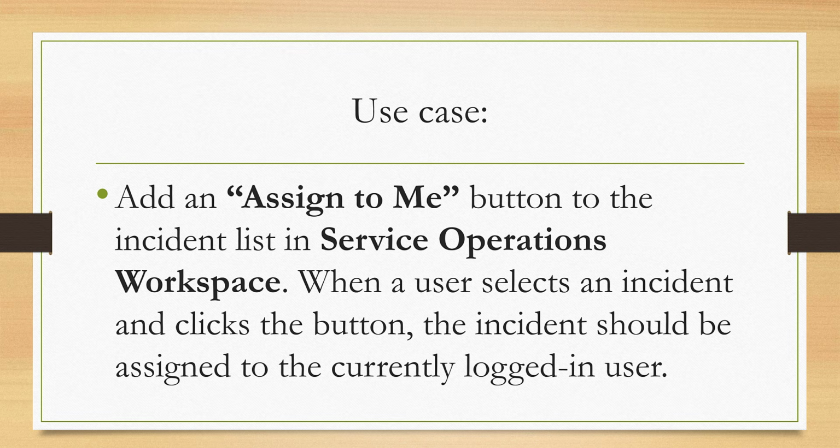So the use case is: add an Assign to me button to the incident list in Service Operations Workspace. When a user selects an incident and clicks the button, the incident should be assigned to the current logged-in user. So basically we have to create an Assign to me button in the incident list in Service Operations Workspace. Whichever incident records the user selects from the list, if they click Assign to me, those records get assigned to them. So let's go to the instance and try to implement it.